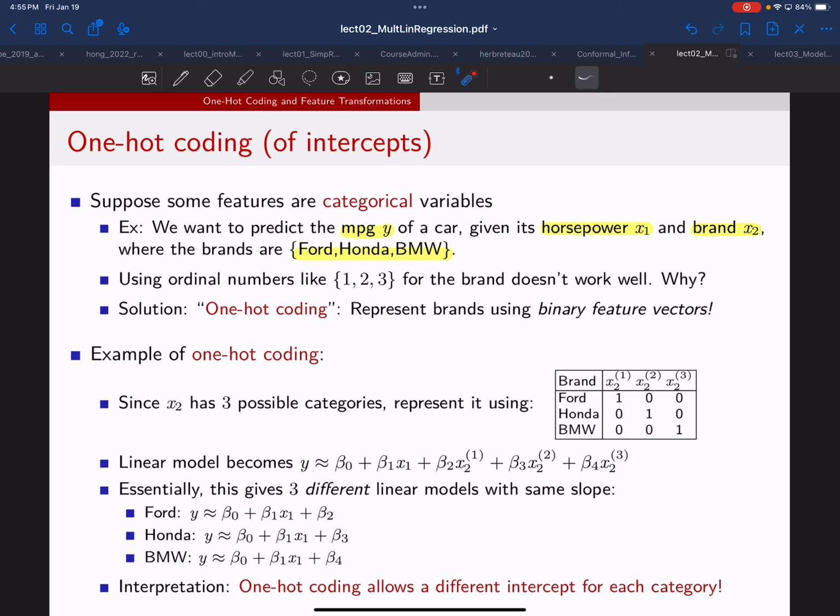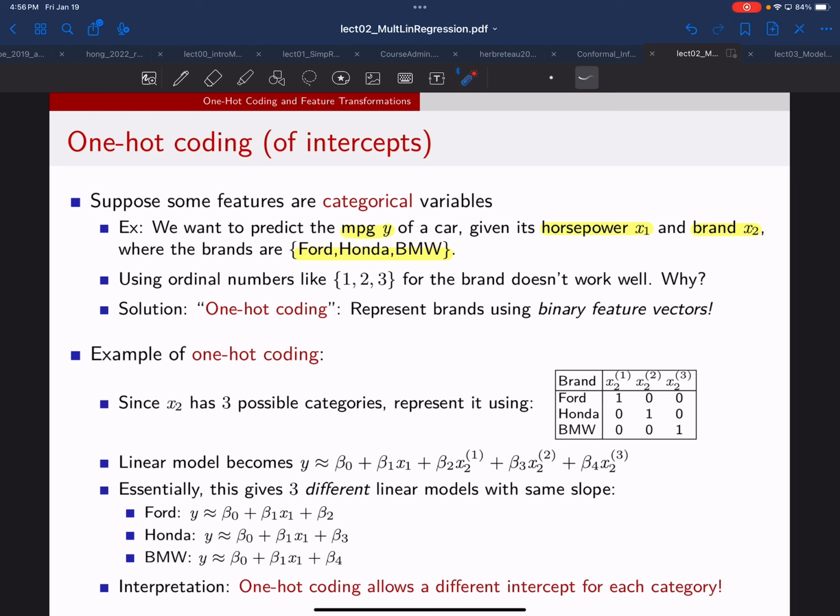Giving them values gives them an order. Exactly. So one seems further away from three than it actually is. Exactly. So we're imposing an order because 1, 2, and 3 are ordered, and so we're imposing that in some sense. Honda is twice Ford and BMW is 3 times Ford and so on. And okay, maybe there is some way in which that makes sense, but in general, for predicting our miles per gallon, it probably doesn't make sense. So if you did this, you would get a prediction, but it probably would not work very well.